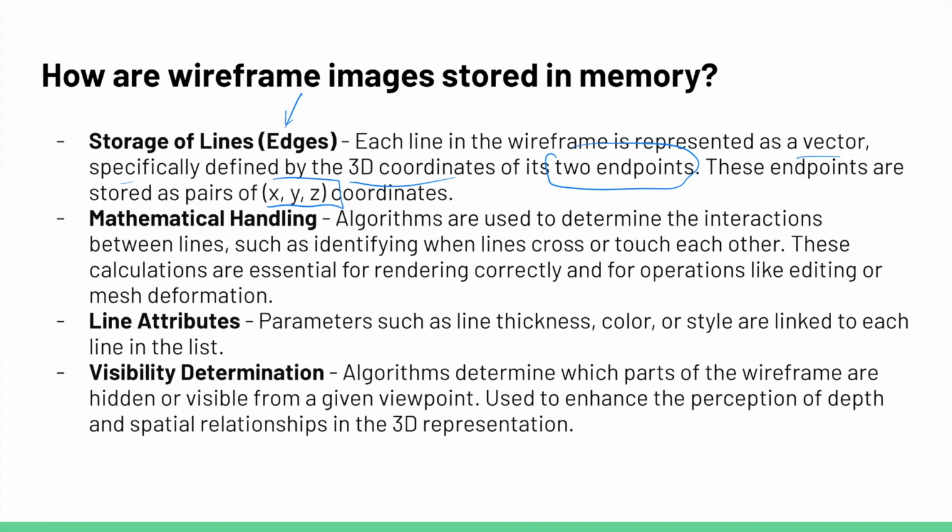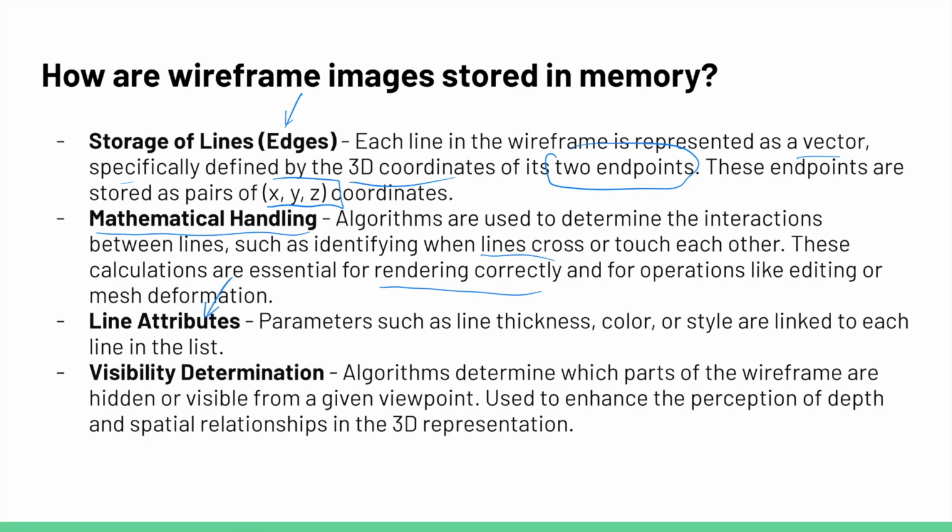So the beginning and the end, which are going to be x, y, z coordinates. We apply mathematical handling, so algorithms are used to determine the interactions between lines, such as identifying where lines cross or touch each other. So you may have some data attached to the vectors, or actually we can just use the vectors to figure out where there are intersections, and where they're touching each other, because this is ultimately going to dictate the shape that's going to be produced by wireframe images. These are essential for rendering the resultant image on a screen correctly.